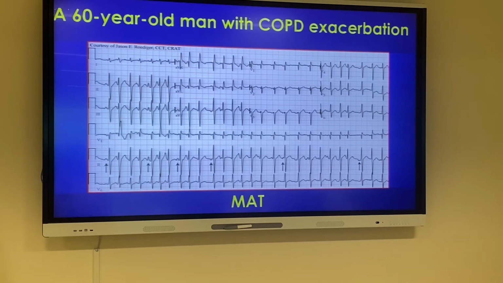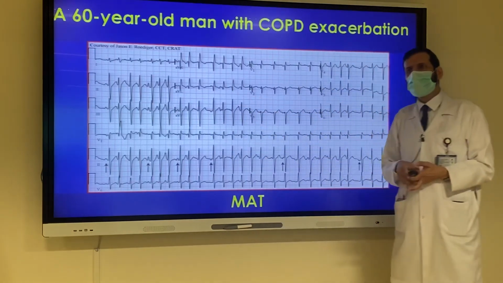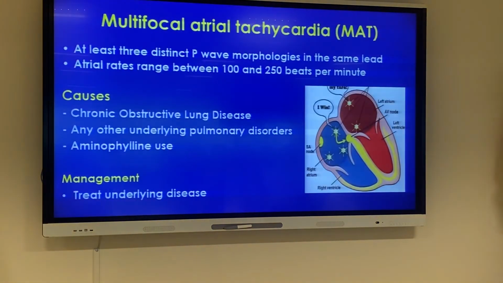But if you see an irregular rhythm and you still see P waves in between with three different morphologies, then you think about multifocal atrial tachycardia. For multifocal atrial tachycardia, the main management is to treat the underlying cause. Just treat hypoxia, which is the main predisposing factor, and treat the underlying cause.